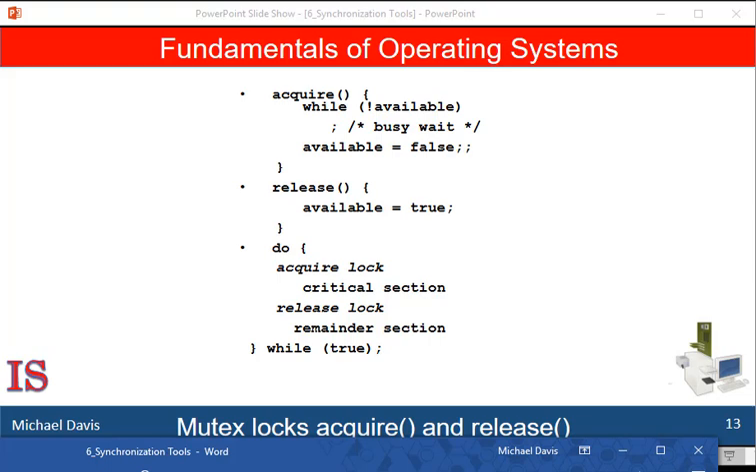If the lock is available, a call to acquire succeeds, and the lock is then considered unavailable. A process that attempts to acquire an unavailable lock is blocked until the lock is released. The definition of acquire is shown at the top of the slide, followed by the definition of release. Calls to either acquire or release must be performed atomically. Therefore, Mutex locks can be implemented using a lock implemented in hardware. Remember we said atomically means as one complete action. In other words, it calls for the lock and then makes it available in one step.